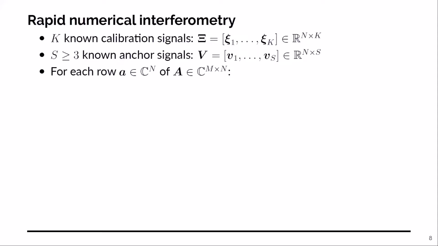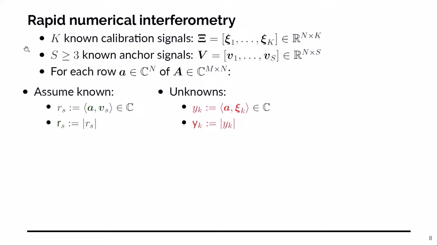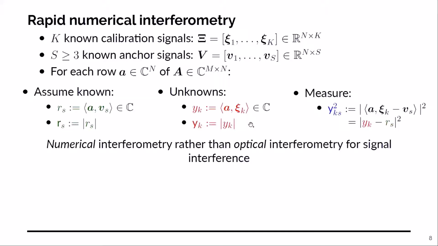Now, we're going to outline a process that can get repeated for each row of capital A. Let's just pick small a, which is one row of capital A. We're going to assume that the interaction between anchor signals and small a is known. Our unknowns are the interaction of calibration signals with small a. Now, we need to measure distances, and how can we do this?